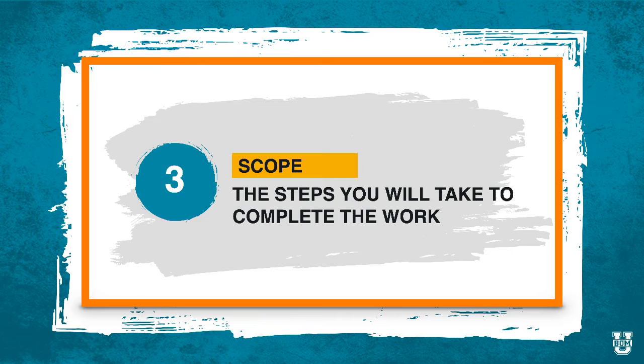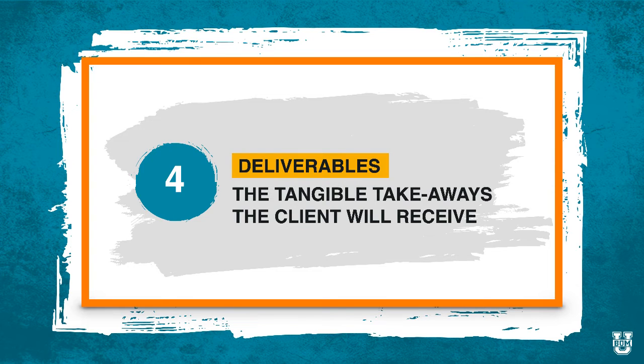The next piece is the scope. The scope is simply the steps that you're going to take to complete the work. If the proposal that you're writing is for a standardized service, you can probably just templatize this piece. This piece can stay consistent throughout all of your proposals, and it makes your life really, really easy. You're simply describing the steps that you're going to take to get the work done. The next piece is the deliverables. The deliverables are the tangible takeaways that the client is going to receive. Whether that's files, images, or documents, whatever it is that they get, make sure to highlight that for them so they can appreciate what they're getting.